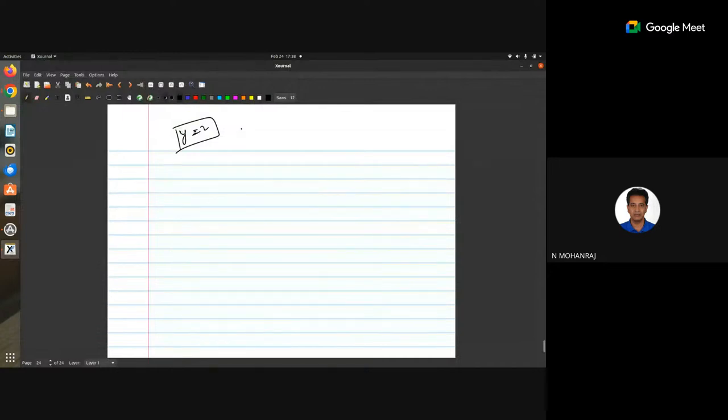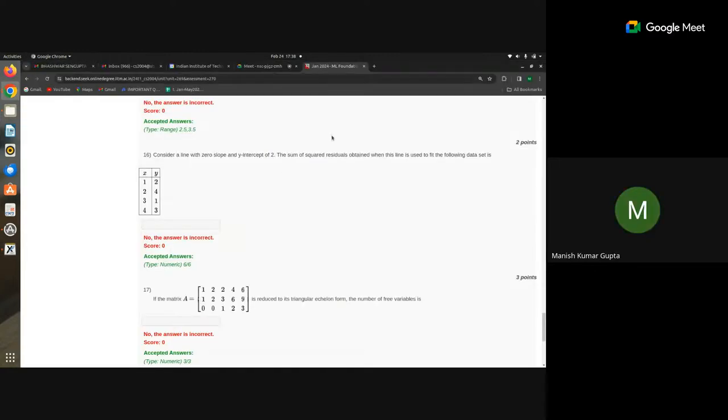It is only the sum of the residuals, so it is 6. Not divided by 4. Oh, only the sum they have asked. Then the sum of squared is 6. We need to take the difference, square it and then sum. Yes, sir, so it's 6, right? Directly. Yeah, 6.